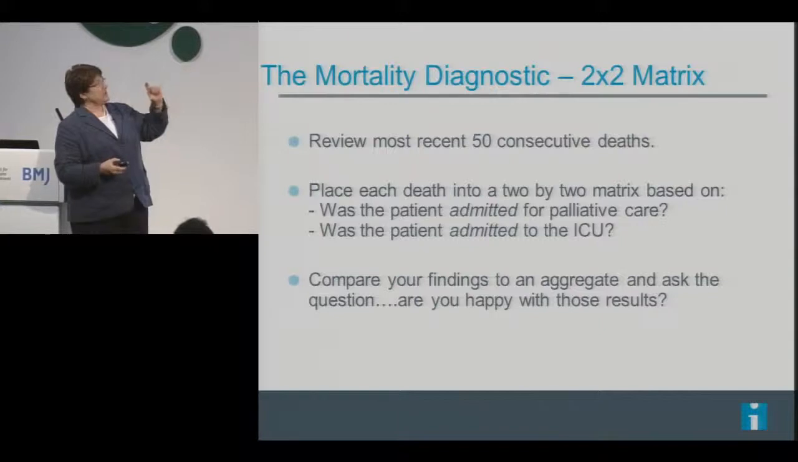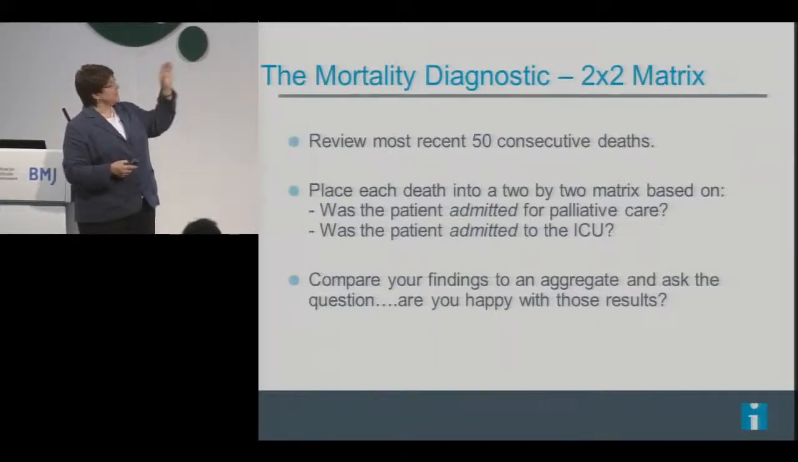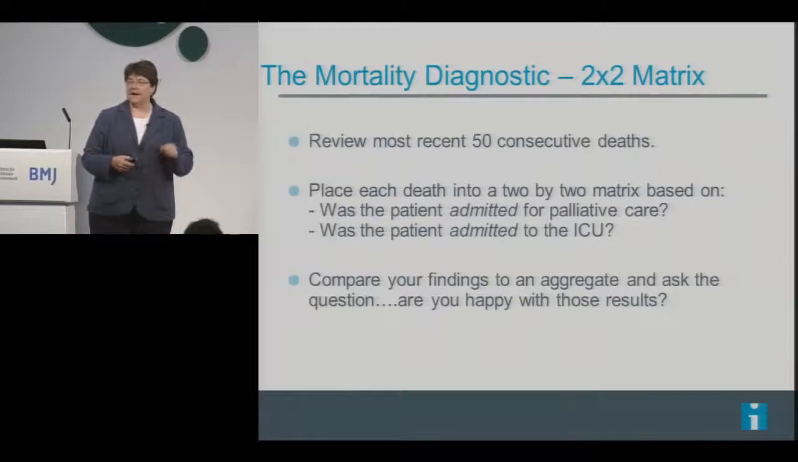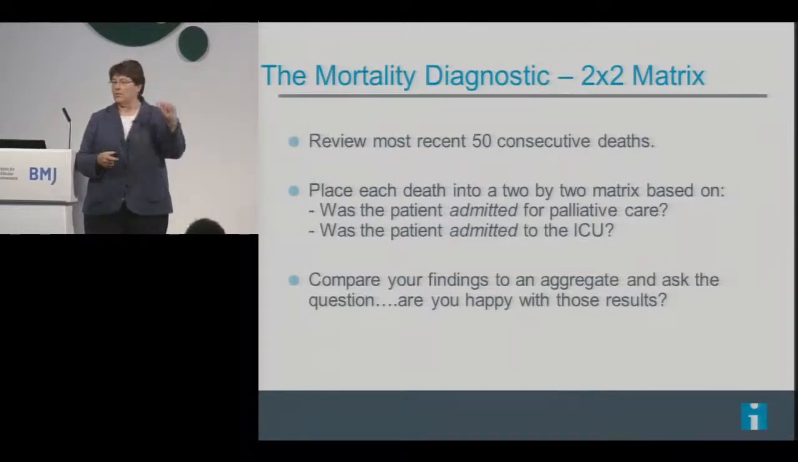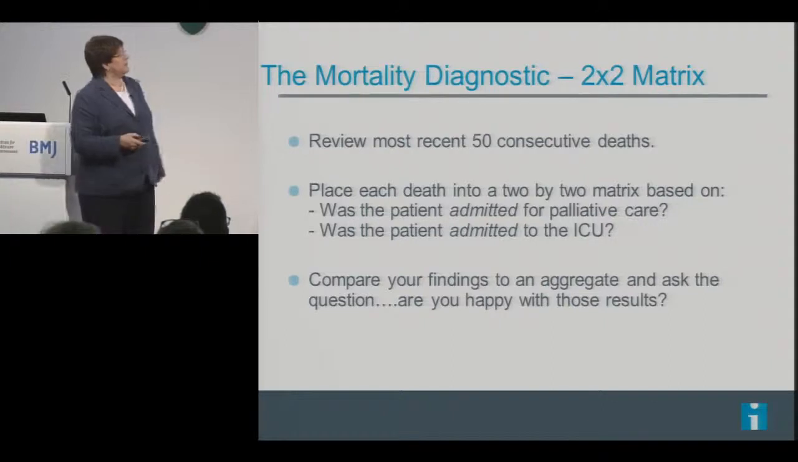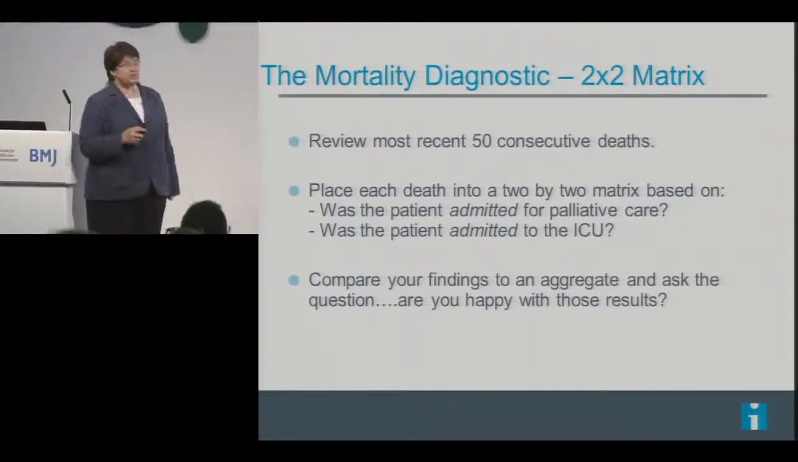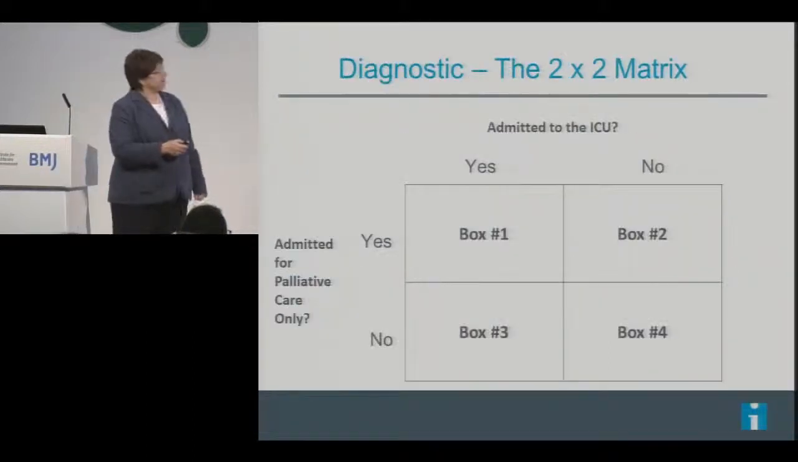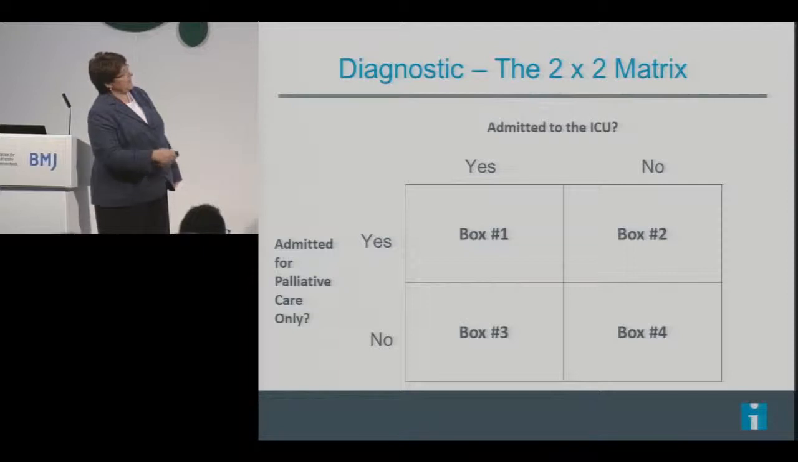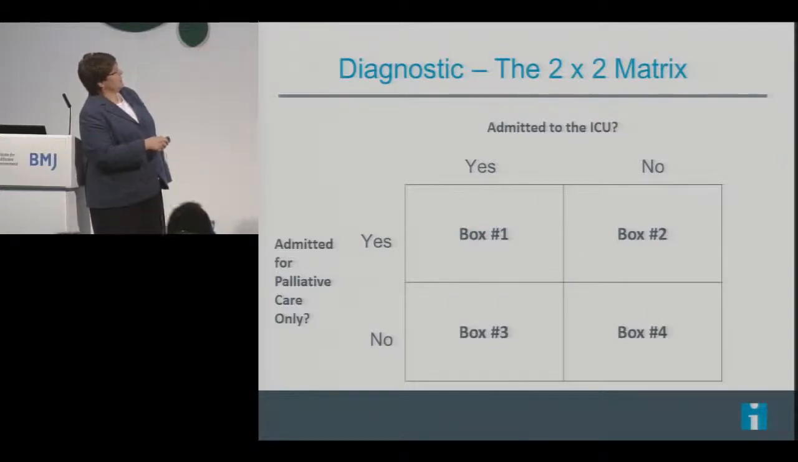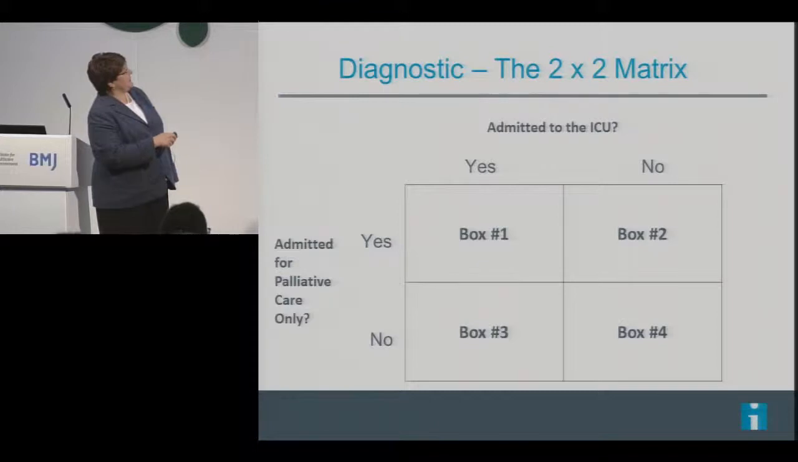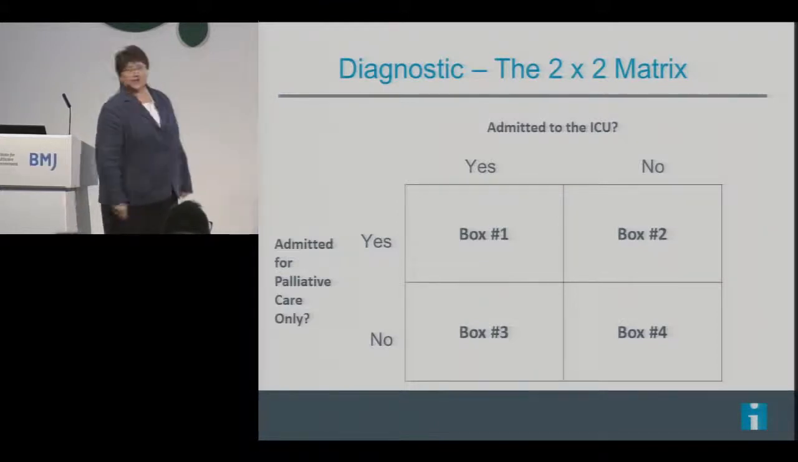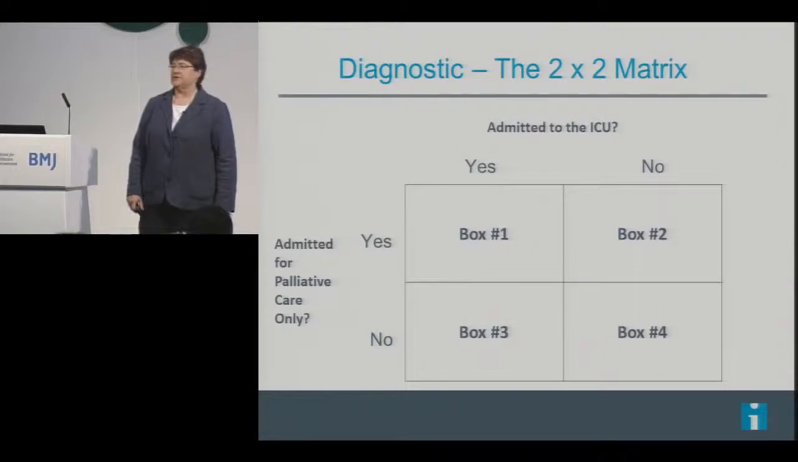But the two criteria which you judge these events against are, was the patient admitted for palliative care? Not did that become that way over time. Were they primary diagnosis admitted for palliative care? Was the patient admitted to the ICU? Not sometime during the stay, but initially. So here's what it ends up looking like. And again, imagine if you're in the UK, you have a third box here as well, because you're thinking about ICU and HDU. So box 1, the patient was admitted for palliative care and admitted to the ICU. How many of you would have patients in that box?